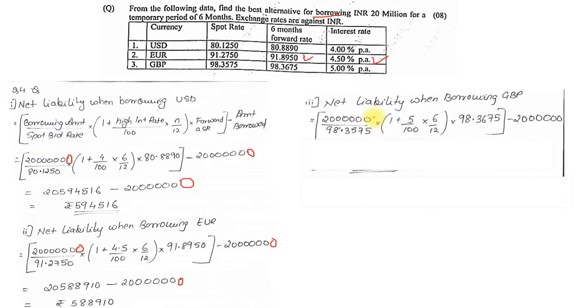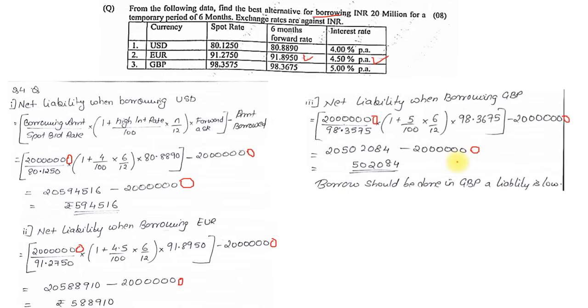Same way for GBP, we use the same formula. It will be 2 crores upon the spot rate, into 1 plus the interest rate of 5 upon 100 into 6 divided by 12 into the forward rate. Whatever answer you get, minus 2 crores, and we get the value as 5,02,084. When you look at this carefully, we have 3 different values. The lowest will be our answer. In our case, GBP has the lowest value, so my final answer is that borrowing should be done in GBP as the liability is the lowest.